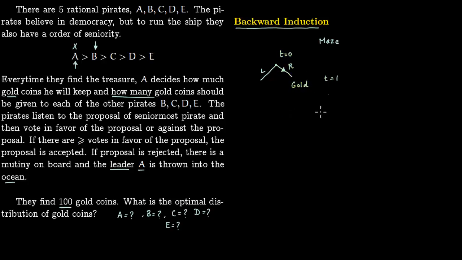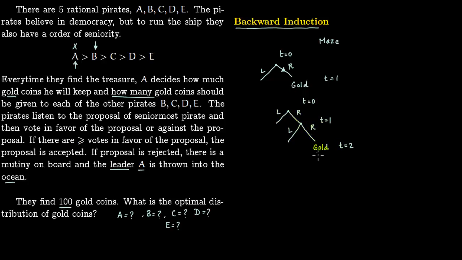Now let us do it in 2 steps. Say again there is a maze. You have left and right, and at the end of the right tunnel there are 2 more tunnels, left and right, and the gold is lying here. So this is the present, time 0, time 1, and this is time 2. You tell the person that this is the layout of the tunnels and the gold is right here.